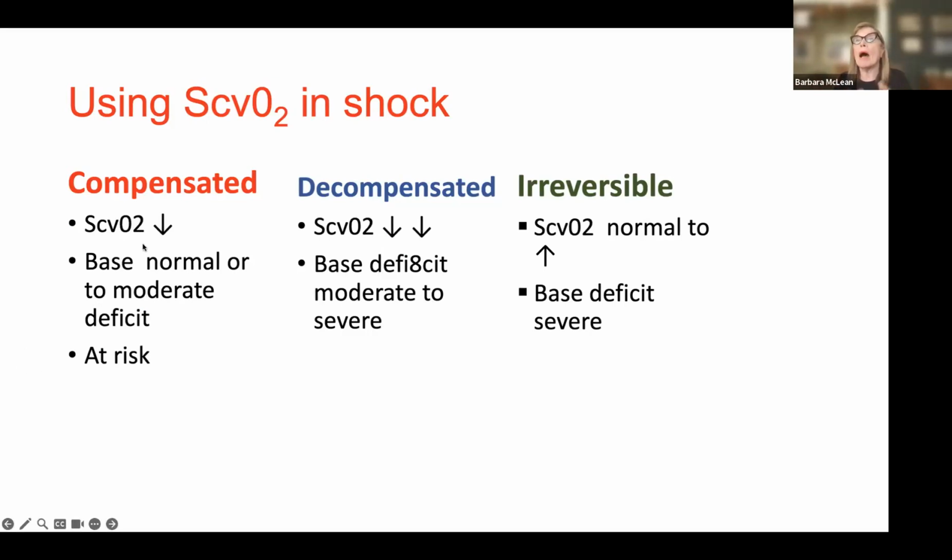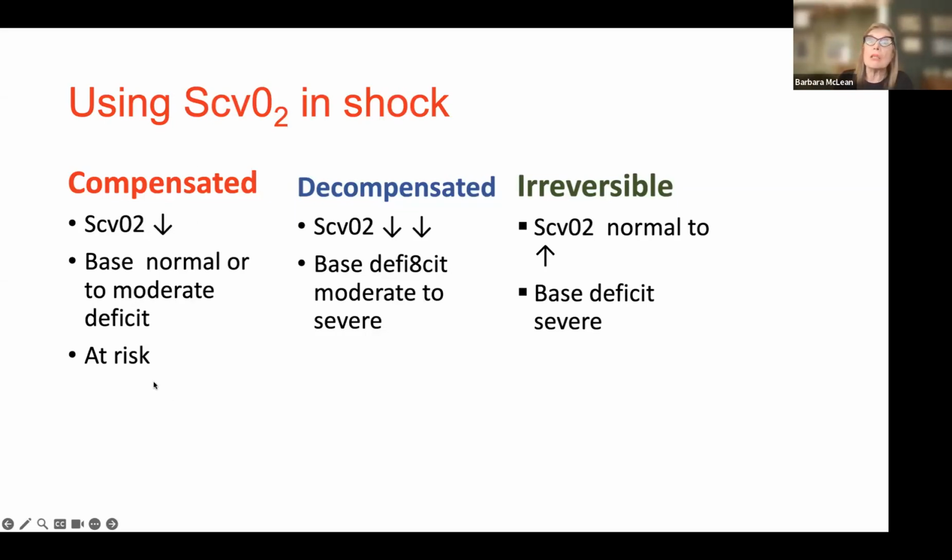In a person that I have concerns about, maybe they have an elevated, wide anion gap, they have a base deficit, they just aren't looking quite right, their pulses aren't really good, their fingers are cold, I draw an ScvO2. Now, in a compensated shock, your ScvO2 will be down because you're compensating by trying to deliver more and using more of your oxygen off your hemoglobin. So they may have a base that's normal to moderate in deficit. But that patient, if they're allowed to persist here in a compensated state, they are going to decompensate.